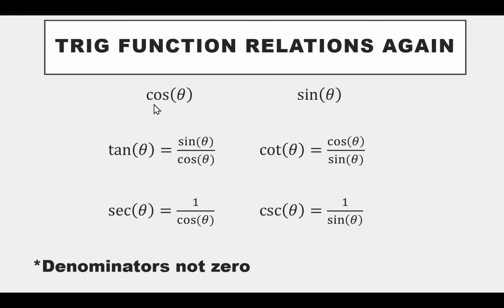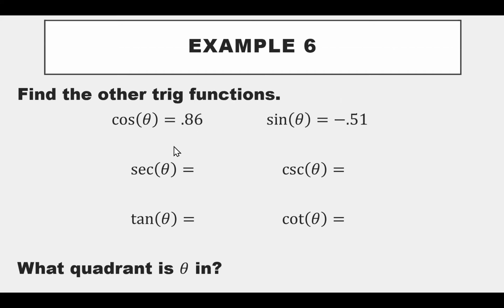Also, you don't always have to have just cosine and sine. I could have cosine and tangent, and I could come up with the other trig functions based on my understanding of cosine and tangent. Let's do a couple of examples. First off, let's say I know that the cosine of theta is 0.86, and I know the sine of theta is negative 0.51. Can I find the other trig functions? And based on this, we're going to say what quadrant is that angle theta in. So what quadrant is the terminal side of the angle in?